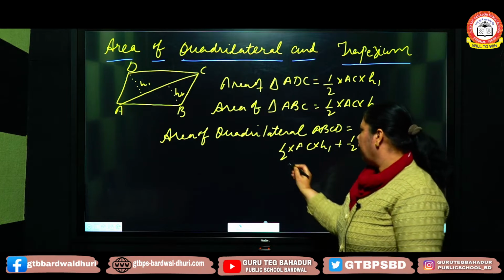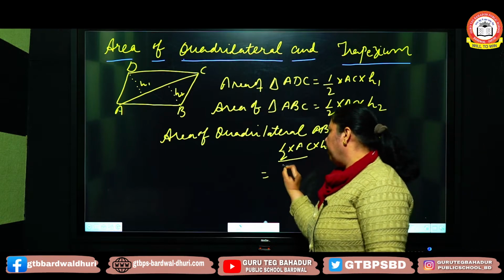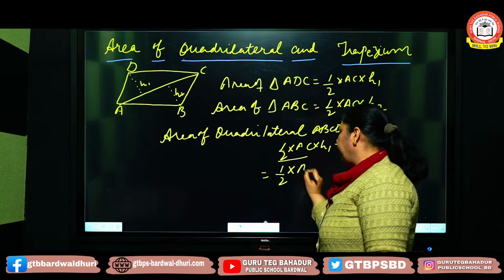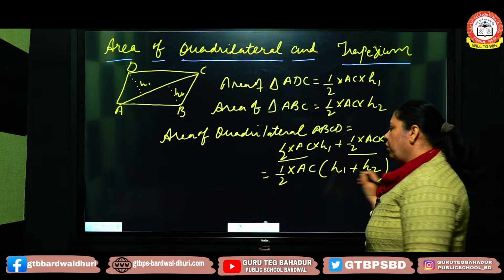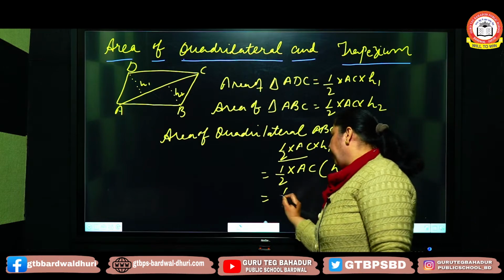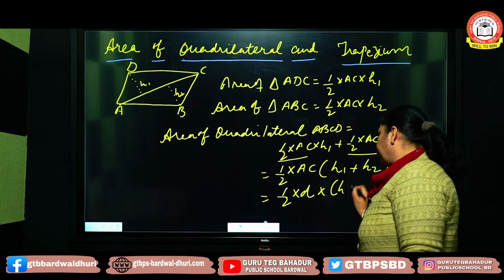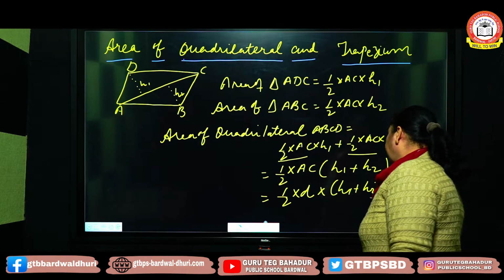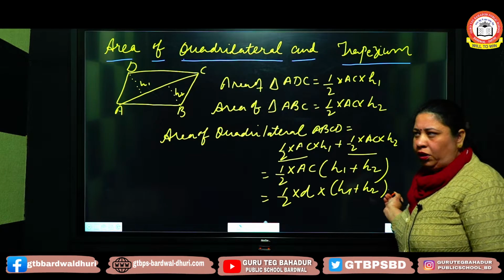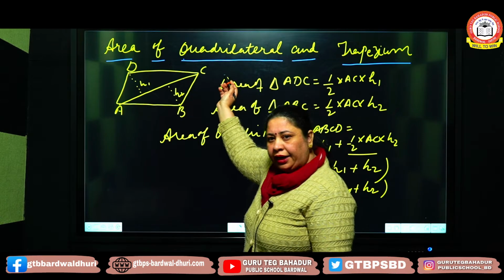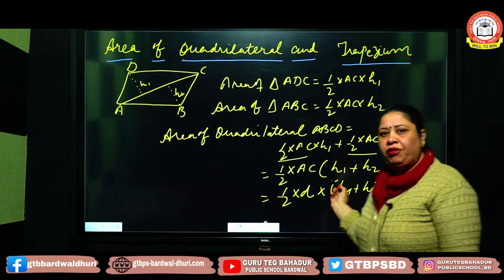Now you can see here half into AC, half into AC, both are common. So I will take out the common half into AC. What is left inside? That is H1 plus H2. So what was AC? AC was a diagonal. So half into diagonal into H1 plus H2. So what will it become? It will become half into diagonal into the sum of perpendiculars drawn on the diagonal from opposite vertices. So this is the way to find the area of a quadrilateral.